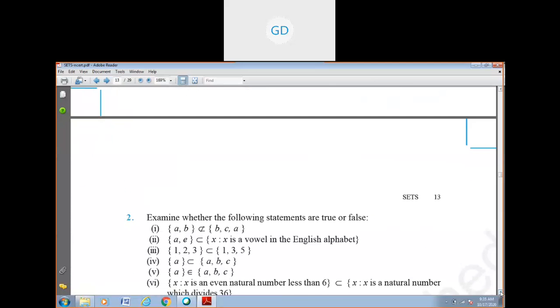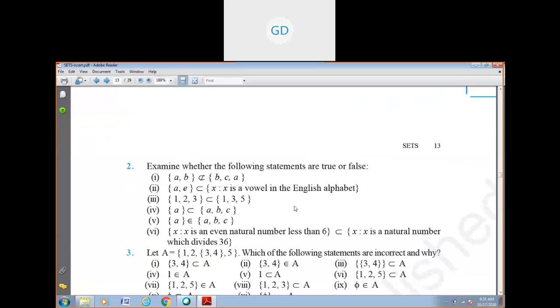Let's go to another type of example. Examine whether the following statements are true or false. Here some relations are given between two sets which are related to subset and belongingness, just to observe whether the statement is correct or not. The first one, if you see, {a, b} is not a subset of {b, c, a}, so it's false. And in the next one, {a, e} is a subset of {x such that x is a vowel of the English alphabet}. Very clearly it's true because these are vowels which are in the second set, the right-hand set. Number 3, {1, 2, 3} and {1, 3, 5}. It's false because all are not lying here.